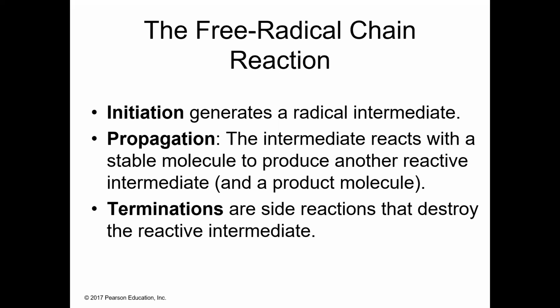Okay, so the first step generates the radical intermediate. Propagation involves taking that intermediate, which reacts with a stable molecule to produce another reactive intermediate and a product molecule. So in this case, a free radical generates a free radical, and that generates another free radical, and the process keeps going. It doesn't go on forever. There is a termination step, and these are side reactions that will destroy the reactive intermediate.